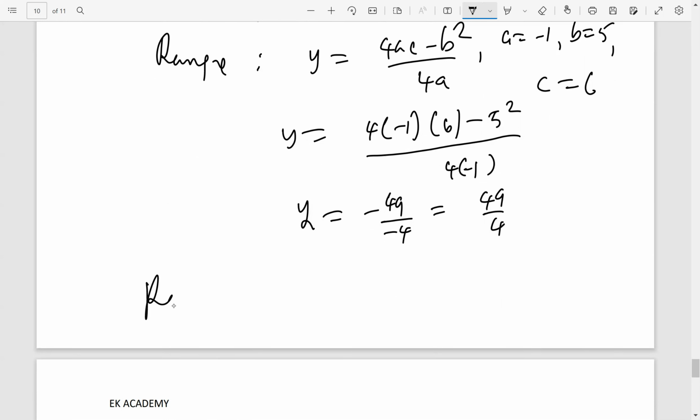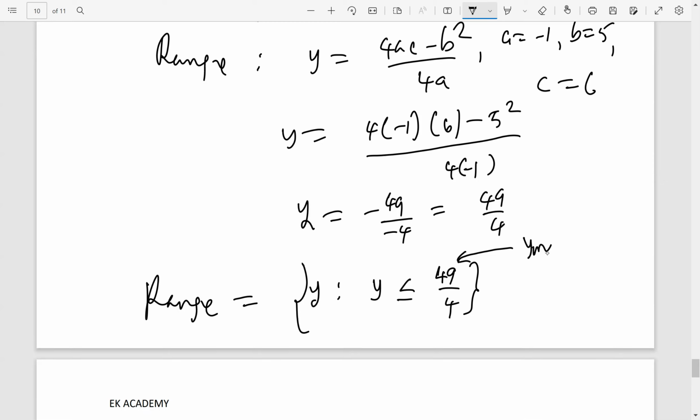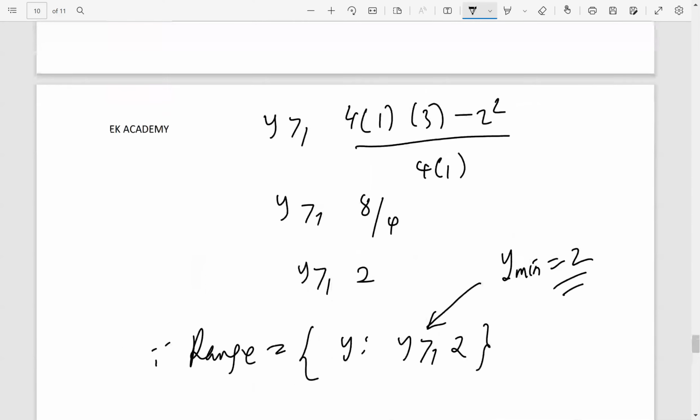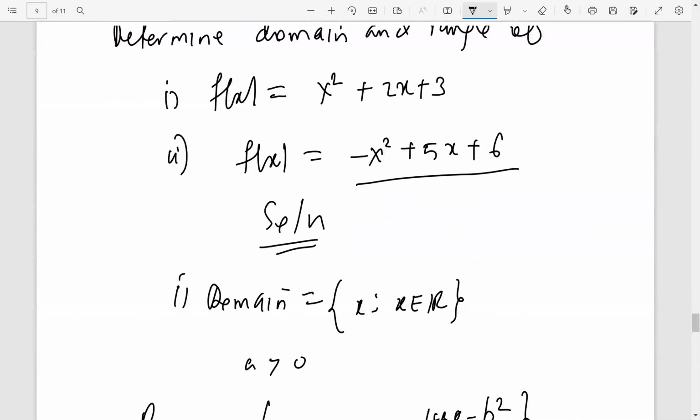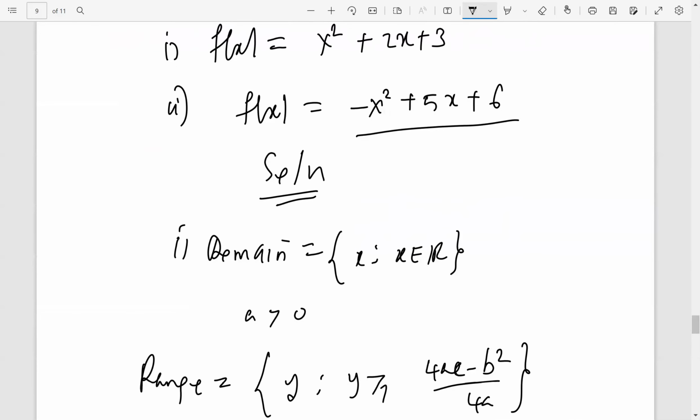So now we can state that range is going to be a set of y values such that y is less or equal to 49 over 4. And from here you can even deduce the maximum value, that y max is going to be 49 over 4. So that is an example of how we can determine domain and range of a quadratic function, dear students. Hopefully we have understood these concepts. Till next session, I wish you all the best.